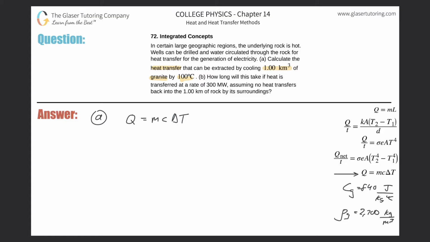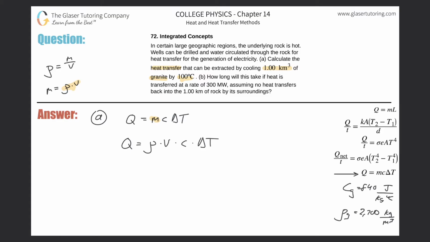Realize that the density, I'll write it up here, the density is equal to the mass divided by the volume. And the mass then is equal to the density times the volume. So what I can do basically is just take this value and substitute it in for m. So if we do that, it's the density of granite multiplied by the volume of the granite multiplied by the specific heat of the granite multiplied then by the change in temperature of the granite.